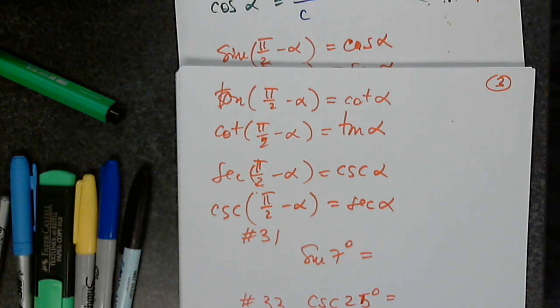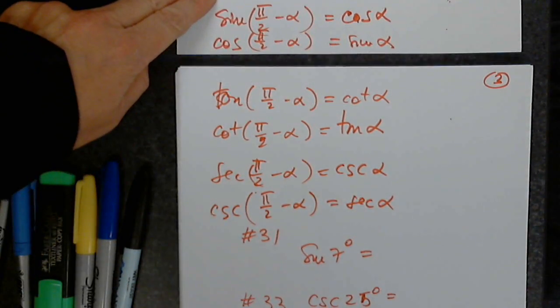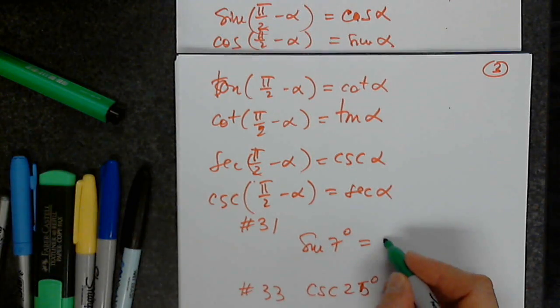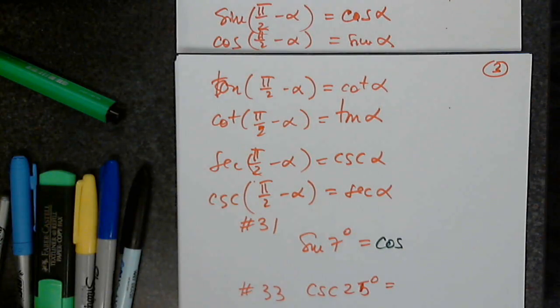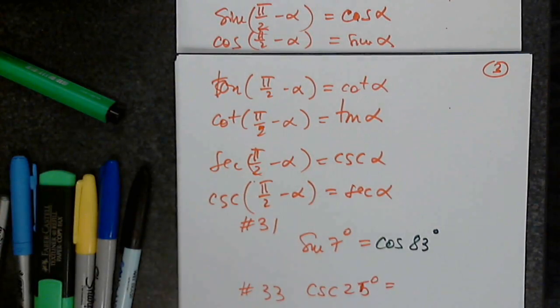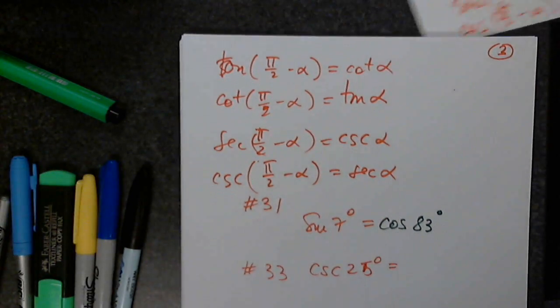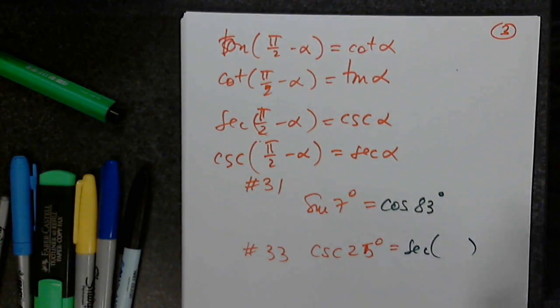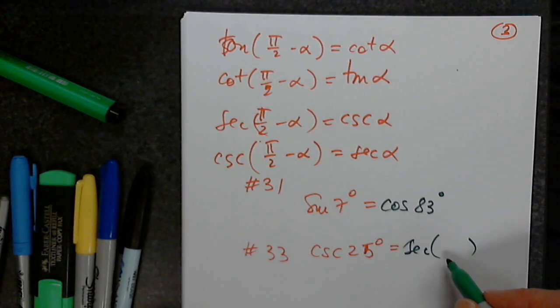So sine 7 degrees will be the same with, yes, cosine of 90 minus 7. So 90 minus 7 is 83. Cosecant 25 degrees will be the same with, excellent, secant of, you don't need parentheses. I don't know why I put parentheses. So secant of, of course, 65 degrees.